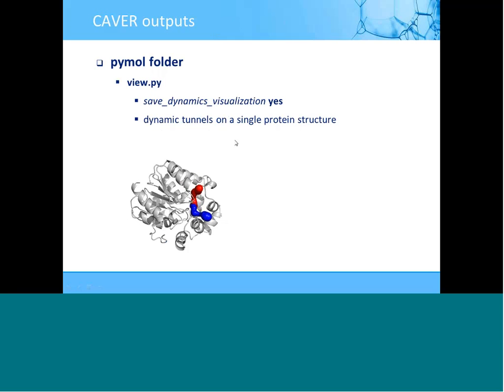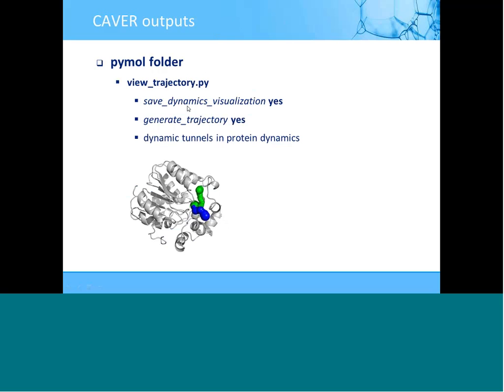Then there is the view dynamics py script, which requires save dynamic visualization to be set to yes. And this shows you the dynamics of the tunnel, but only on a single static protein structure. And if you use both, save dynamic visualization yes and generate trajectory, you can use the last script, which is view trajectory py, and that actually shows you the tunnels in the context of their respective structure. So you have tunnel dynamics in protein dynamics.